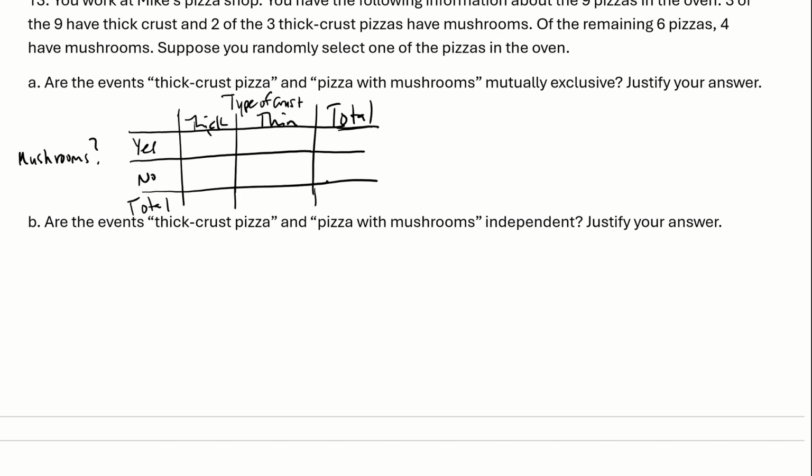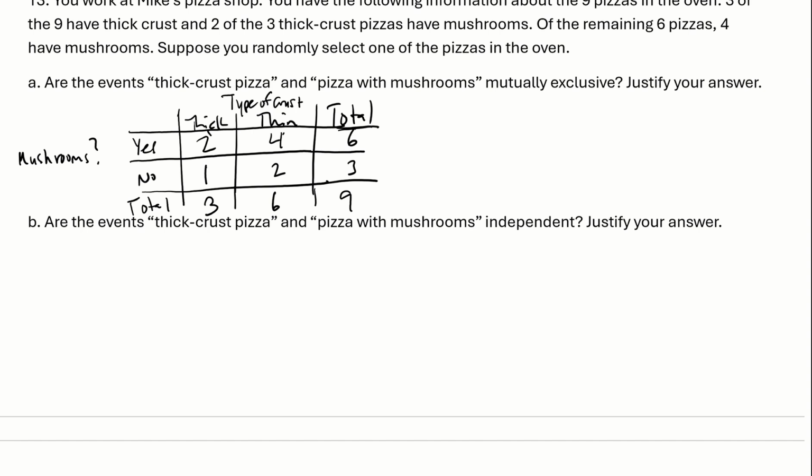Okay, so it says 3 of the 9 have thick crust. So we have 3 thick crust, and then 2 of the 3 thick crust have mushrooms. So yes for mushrooms, that means no has no. One of them has no mushrooms. Of the remaining 6 pizzas, so there's 6 pizzas left for a total of 9, 4 have mushrooms. So that means 4 thin crust have mushrooms, 2 have none. And so we have 6, 3. So this is a good summary of what we have going on.